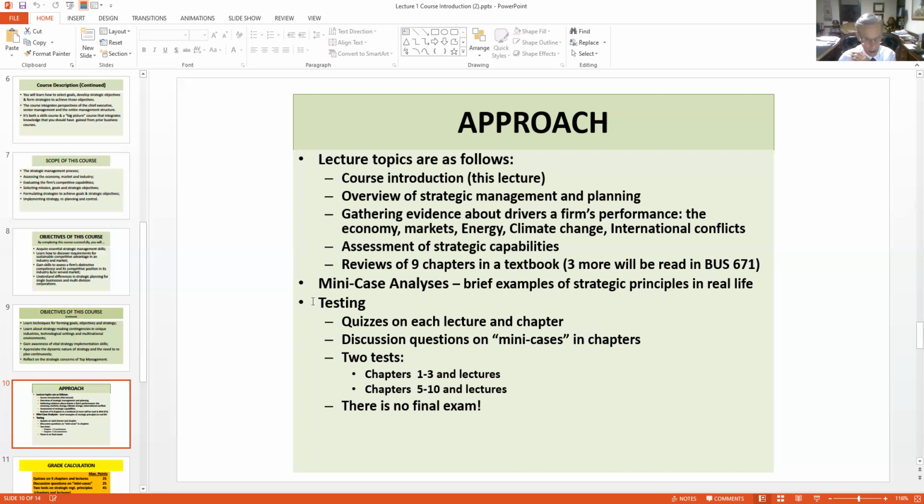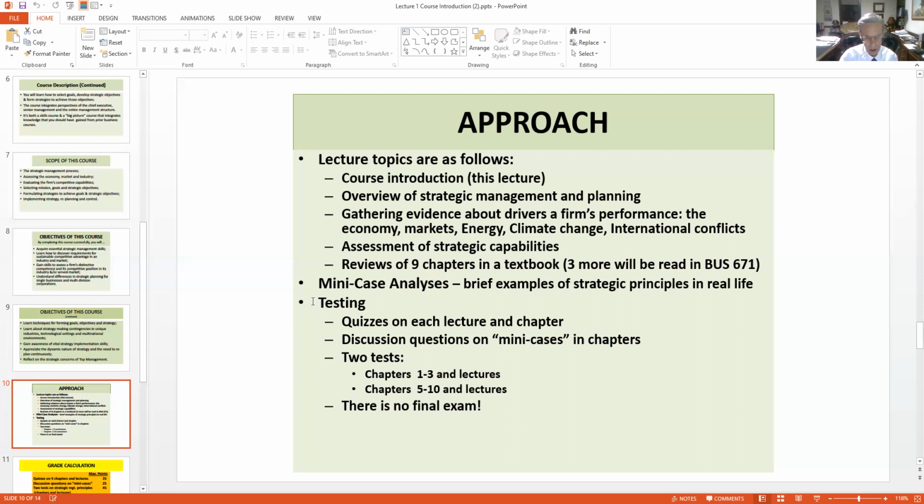So at the end of the chapter, or later on in the second half of your textbook, I will ask you to read one of these short little cases and answer some questions about them so that you will have an opportunity to apply the principles of strategic management that we've been talking about. The tests will include quizzes on lectures and chapters, discussion questions on many cases, 2 big tests, one on chapters 1 through 3.